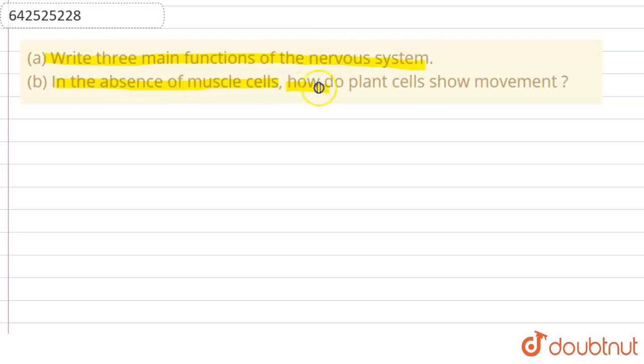The question here is: write three main functions of the nervous system, and in the absence of muscle cells, how do plant cells show movement? So let's see the answer now.